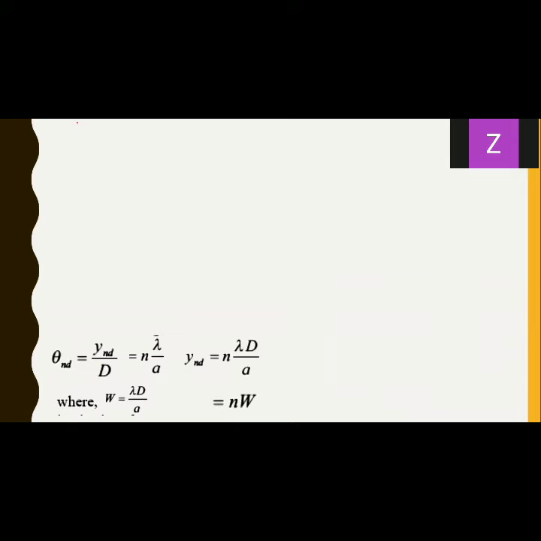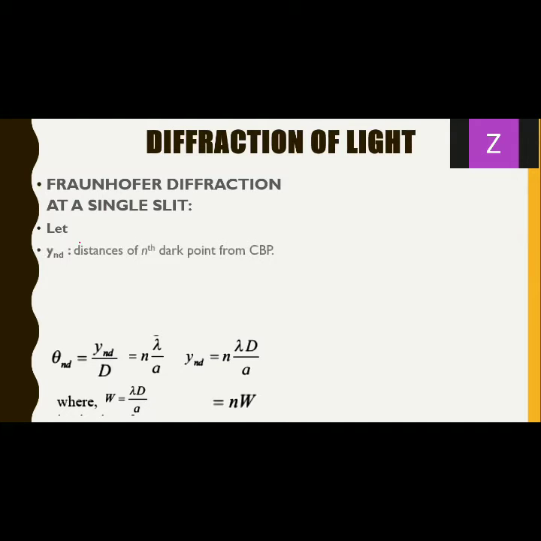Okay. So, in this particular case, we are going to assume certain points. Let y_nd, focus on d, y_nd, be the distance of nth dark point from CBP, and y_nb the distance of nth bright point from CBP. Once again, what is CBP? CBP is the central bright point. nth dark है इसलिए nd आया, nth bright है that's why nb आया.